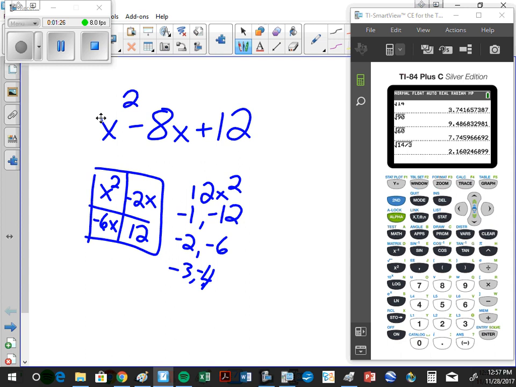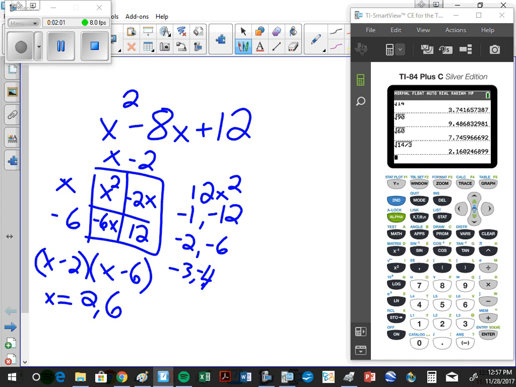And then I look at the top row. What does the top row have in common? x. x times what is x squared? x. And x times what is negative 2x? Negative 2. And if I pull an x out of this, I get negative 6. I end up with x minus 2 and x minus 6. Okay, so what are the roots? 2 and 6. Everybody remembers how to do that, correct?